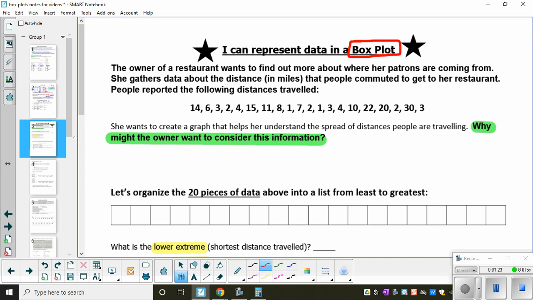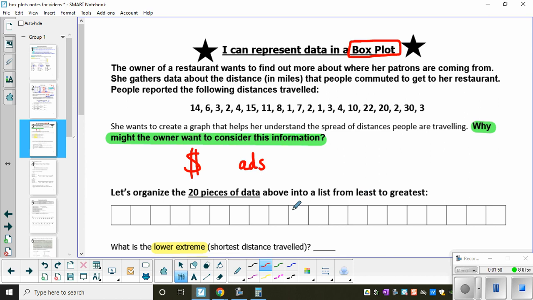Now, when I think about that, my first thought is for advertising purposes, to see how far the reach is and to see if people are willing to travel to come to the restaurant because the food is that great. So my very first thought is obviously the restaurant owner's goal is to make money. And then I'm thinking about the ads that might be needed to draw more attention. You might have come up with something different, and that's great, but that was my first thought.